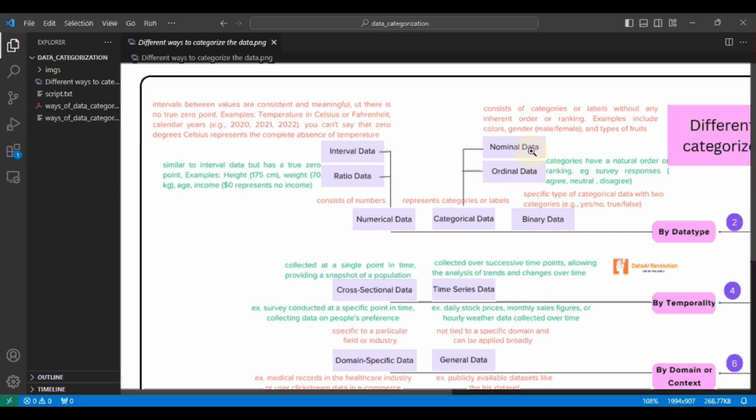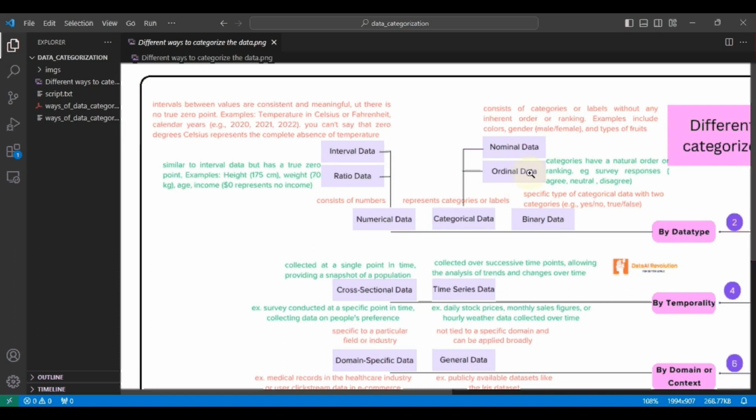In nominal data, there will be categories or labels without any inherent order or ranking. Let's take an example of gender: male and female. The ranking or order is not important here, only the categories. We can also use types of fruits, the names of colors, different types of colors. Order is not important, so those data will be called nominal data. There are categories, and in that category no order or ranking is important.